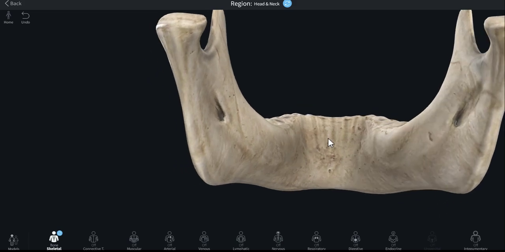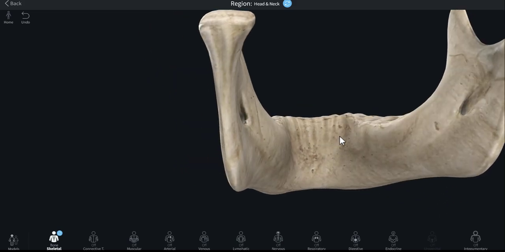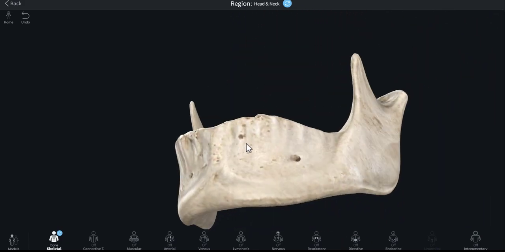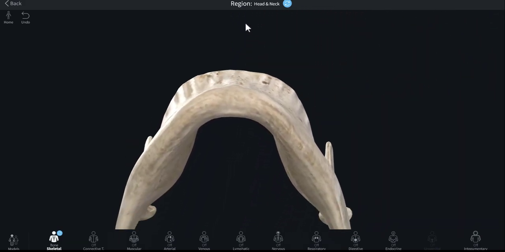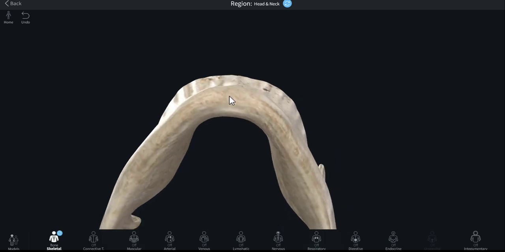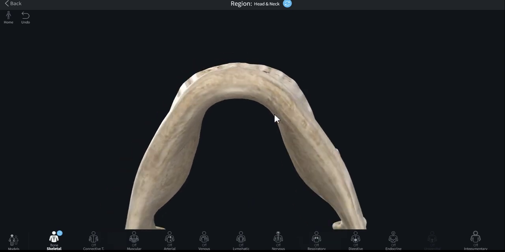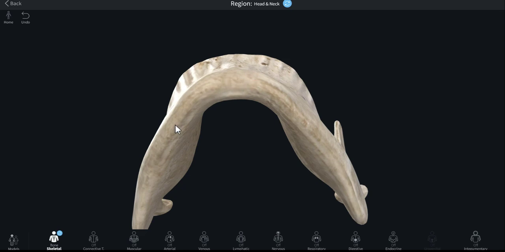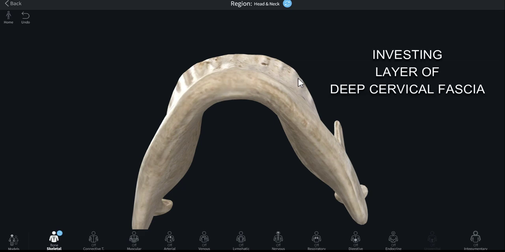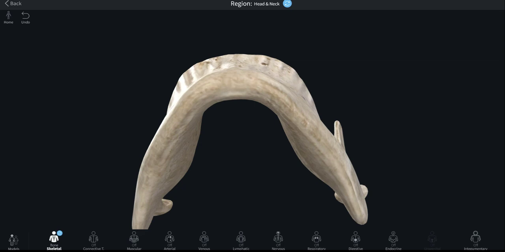I feel like I am safe to say that I have completed the body. Oh no, we have something else left: the base of the body. There's nothing much to learn about this. It's just that the base of the body of the mandible has an important attachment. It has attachment to what we call the investing layer of the deep cervical fascia of the neck.